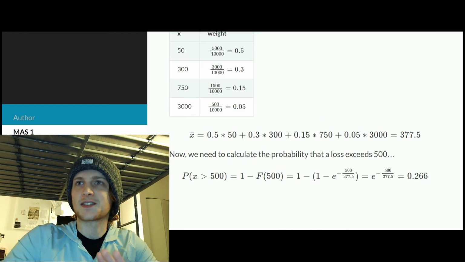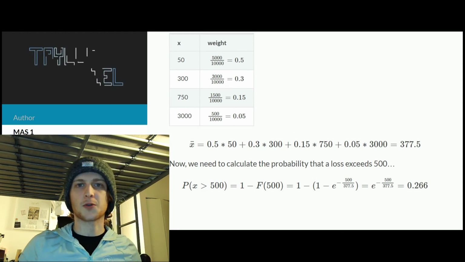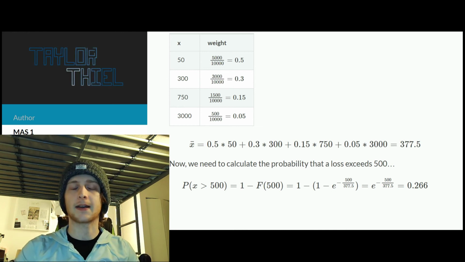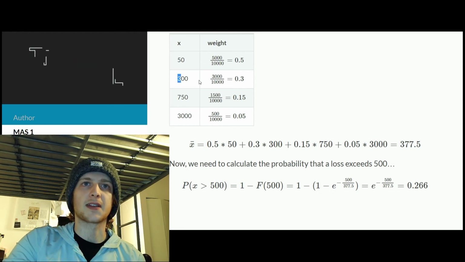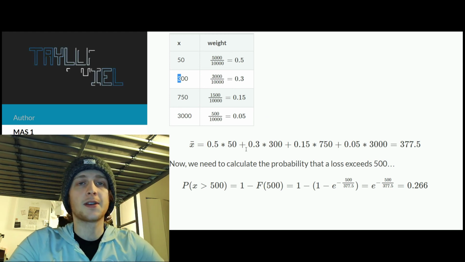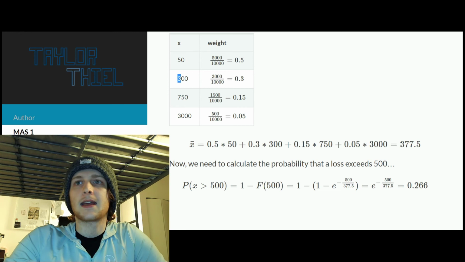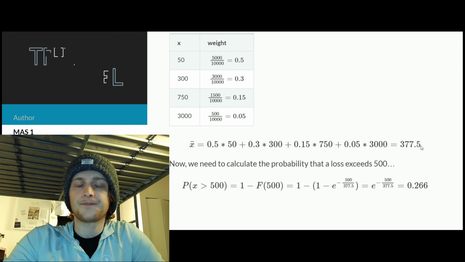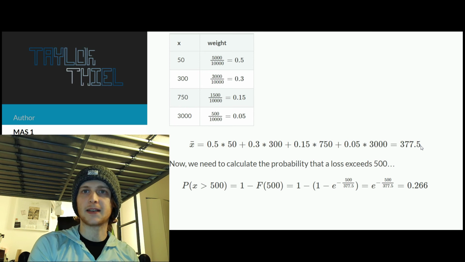So I apologize for the rambling explanation, but all of this is to say you can just take the shortcut of considering the midpoints of those ranges and then putting all the corresponding weight directly at that point. So 50% of the weight is going to be at x equals 50, 30% at 300, and so on and so forth. We then can calculate our sample average, so that's just taking the probability weighted average of those values, and then we get a theta hat of 377.5.